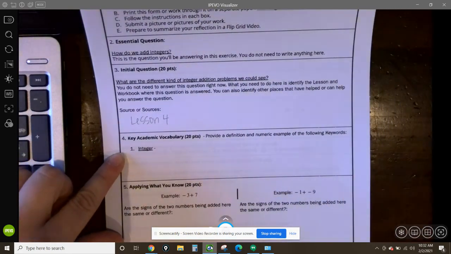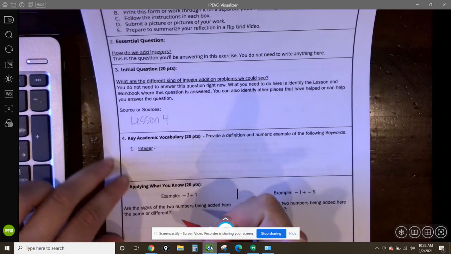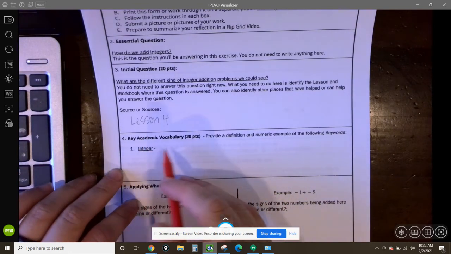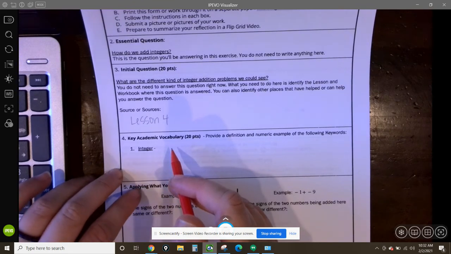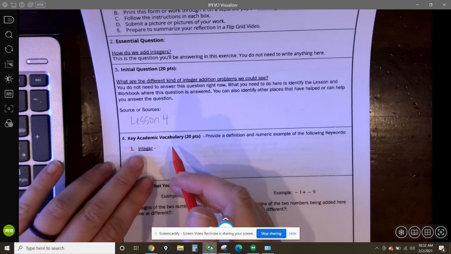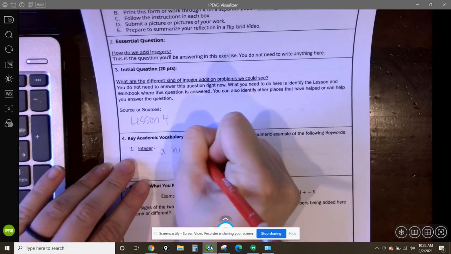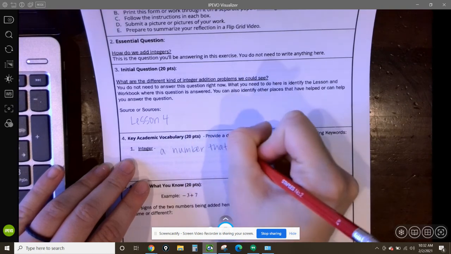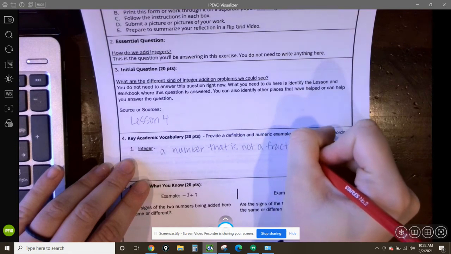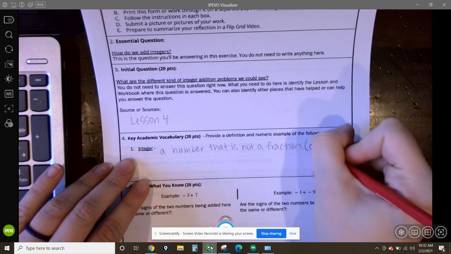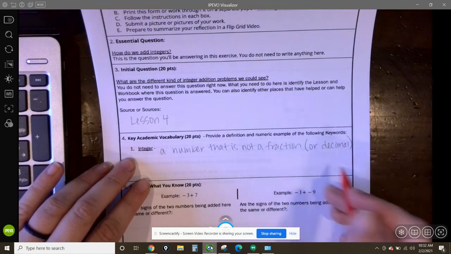There's just one word we need to know for this assignment, and that's integer. So the definition I want you to write for integer, and by the way, feel free to pause the video anytime if you need extra time to write down these definitions or anything at all, and then just push play when you're ready. So integer is a number that is not a fraction, and in parentheses, I'm going to write or decimal. So a number that's not a fraction or decimal.